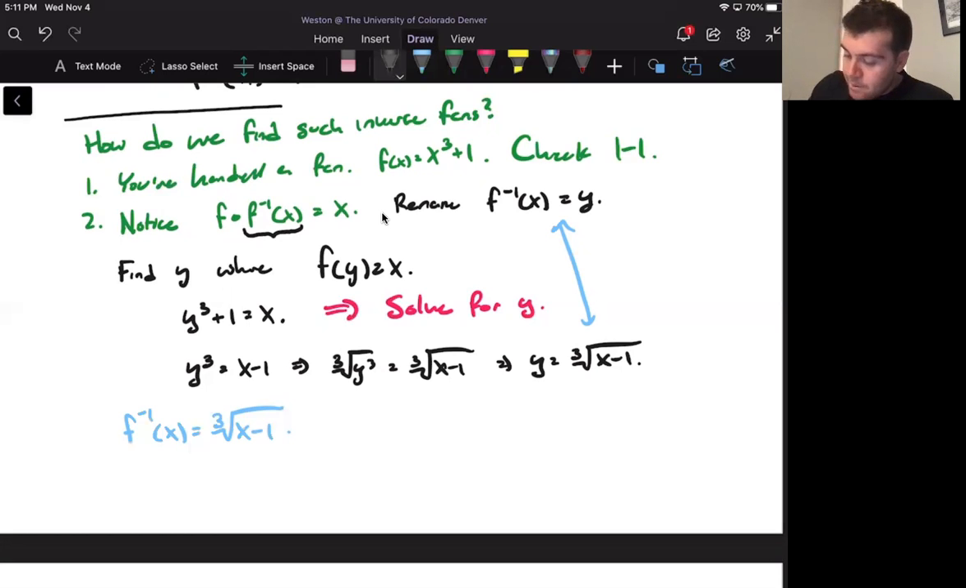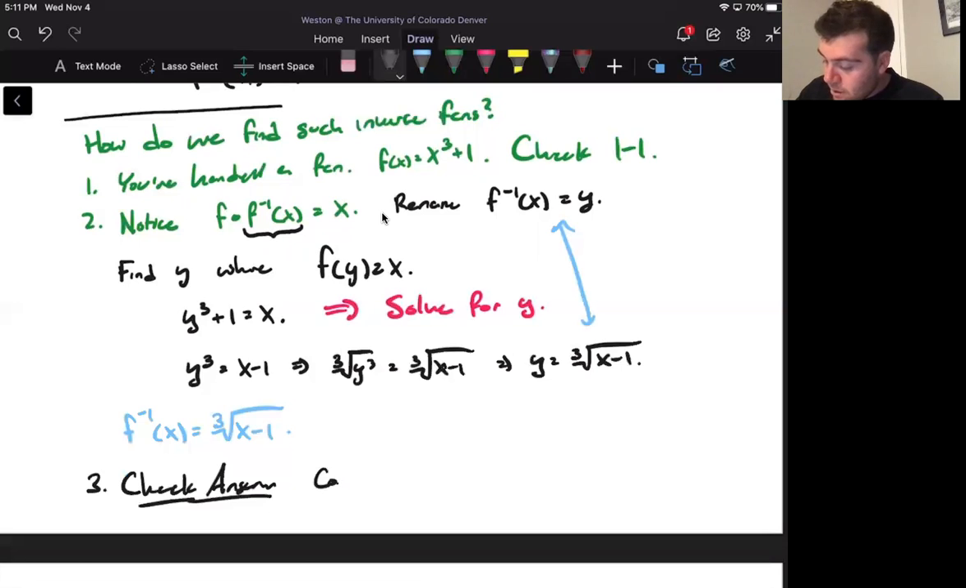And for our last step, 3, check our answer. You just did all this work in 2. It's possible you made an error, but it's really easy to check that you have the right solution or that you possibly have the wrong solution. All you have to do is compute f inverse of f of x and see if it equals x.